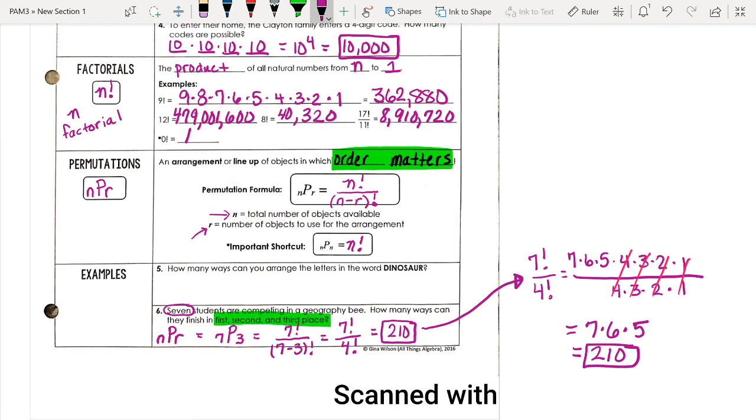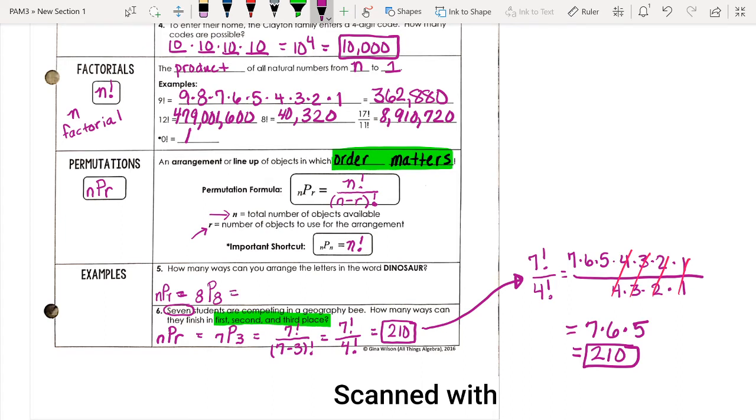Okay, so we're going to do nPr. n stands for the number of objects. So count your letters in dinosaur and tell me how many letters we have to choose from. You should have come up with 8. There's 8 letters. And now we're going to pick how many we're going to choose to rearrange. What says that we're going to arrange? How many ways can you arrange the letters? And when they say the letters, they mean all the letters. So I'm going to rearrange all of them, which means I'm going to choose all 8.